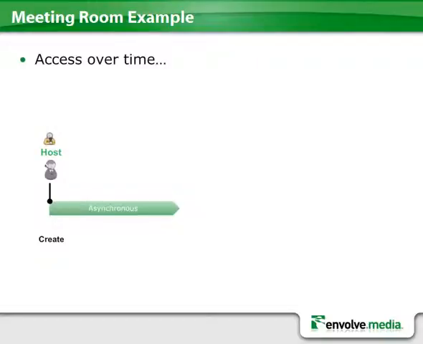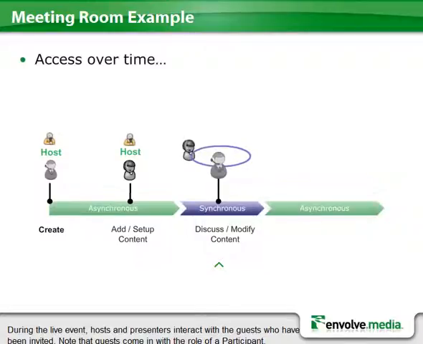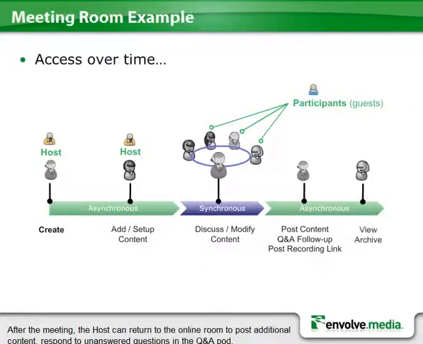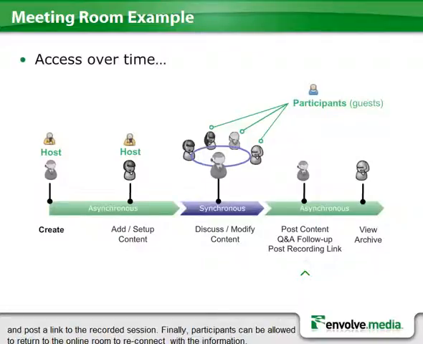Let's walk through the life cycle of a meeting room. After a host creates the meeting room, he or she can add layouts, pods, and content. During the live meeting, hosts and presenters interact with the guests who have been invited. Note that guests come in with the role of a participant. After the meeting, the host can return to the online room to post additional content, respond to unanswered questions in the Q&A pod, and post a link to the recorded session.